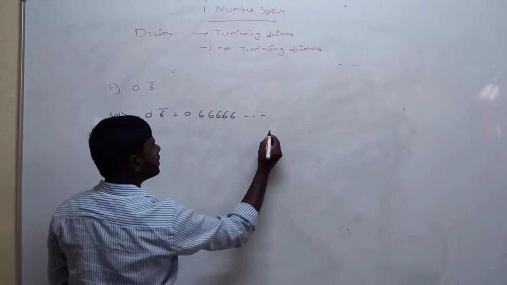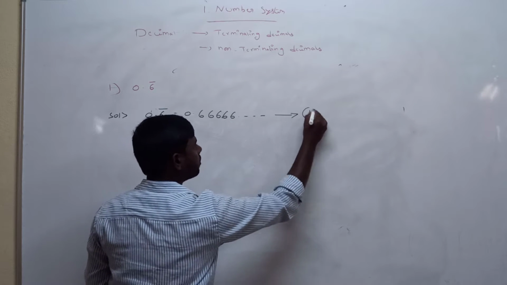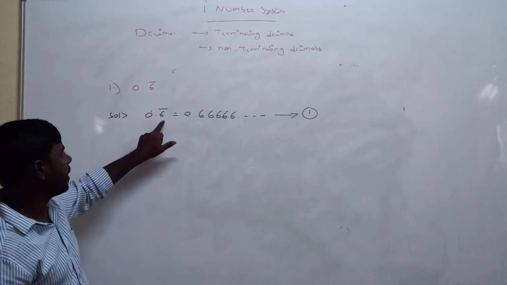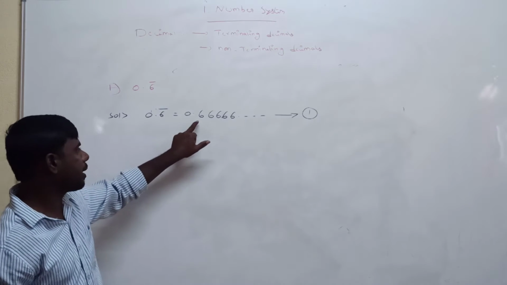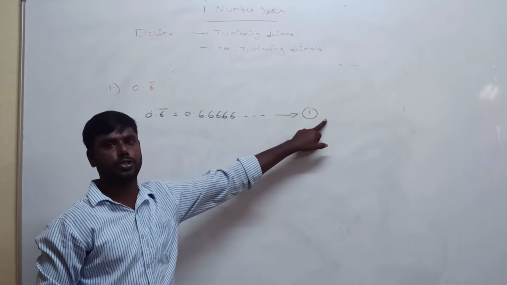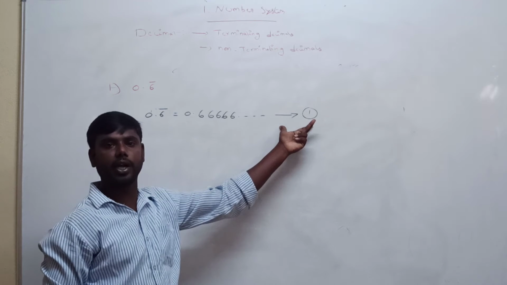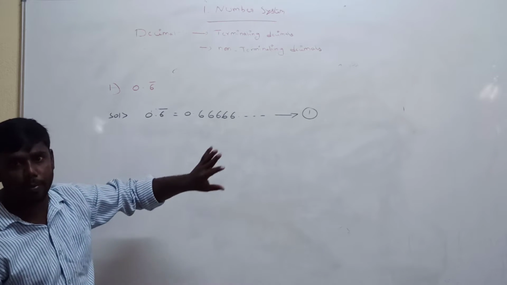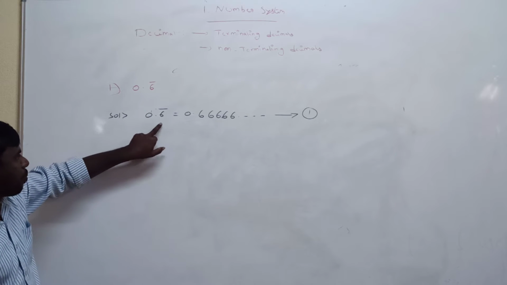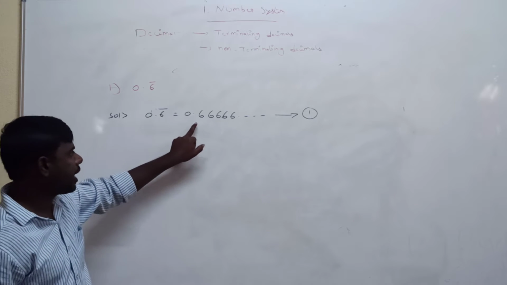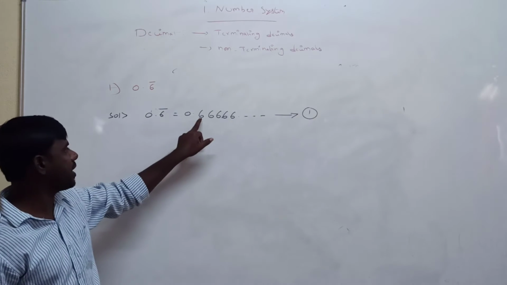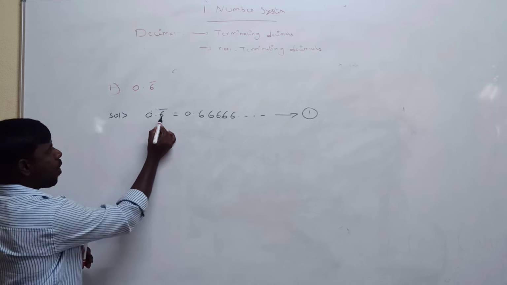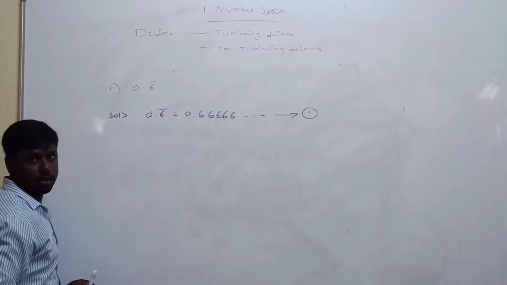So consider this equation number 1: 0.6 bar. 6 bar is nothing but 6 repeated many times. It is called a non-terminating decimal. To convert a non-terminating decimal to a rational number, first, what is given? 0.6 bar, that is 0.666 and so on.